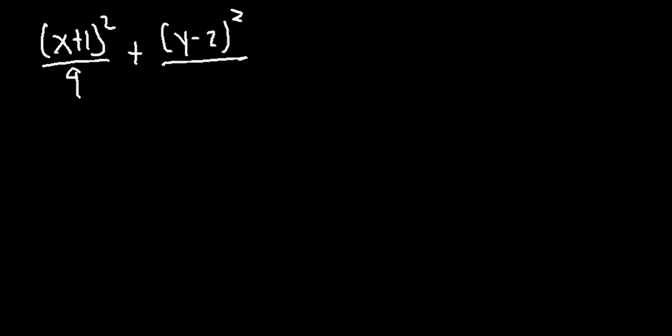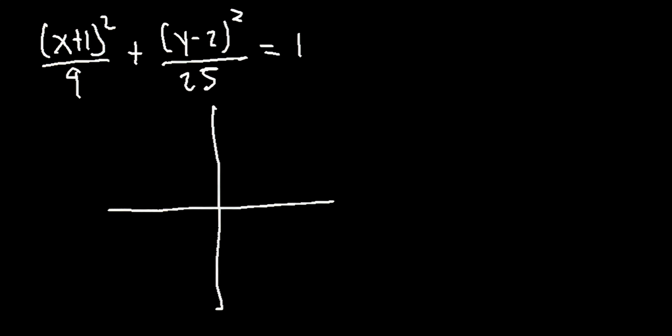Let's say we have (x plus 1) squared over 9 plus (y minus 2) squared over 25, and let's say that's equal to 1. So first let's find the center. It's -1 comma 2, which is right here. And a squared, actually that's b squared. B squared is the smaller of the two. B squared is 9, a squared is 25, since 25 is larger than 9.